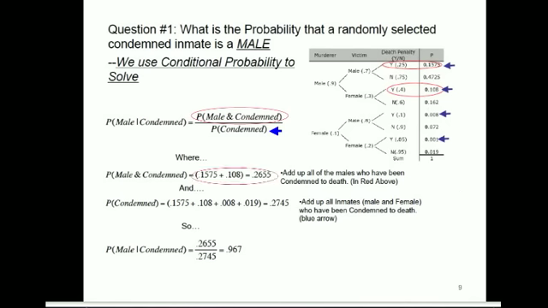So the joint probability ends up to 0.2655. The denominator, which is the probability of a condemned inmate, is 0.2745. This right here is a typo. It should actually say 0.001. And what we find out is that the probability that a randomly selected condemned inmate is a male is 0.967. So 97% of those folks are males.